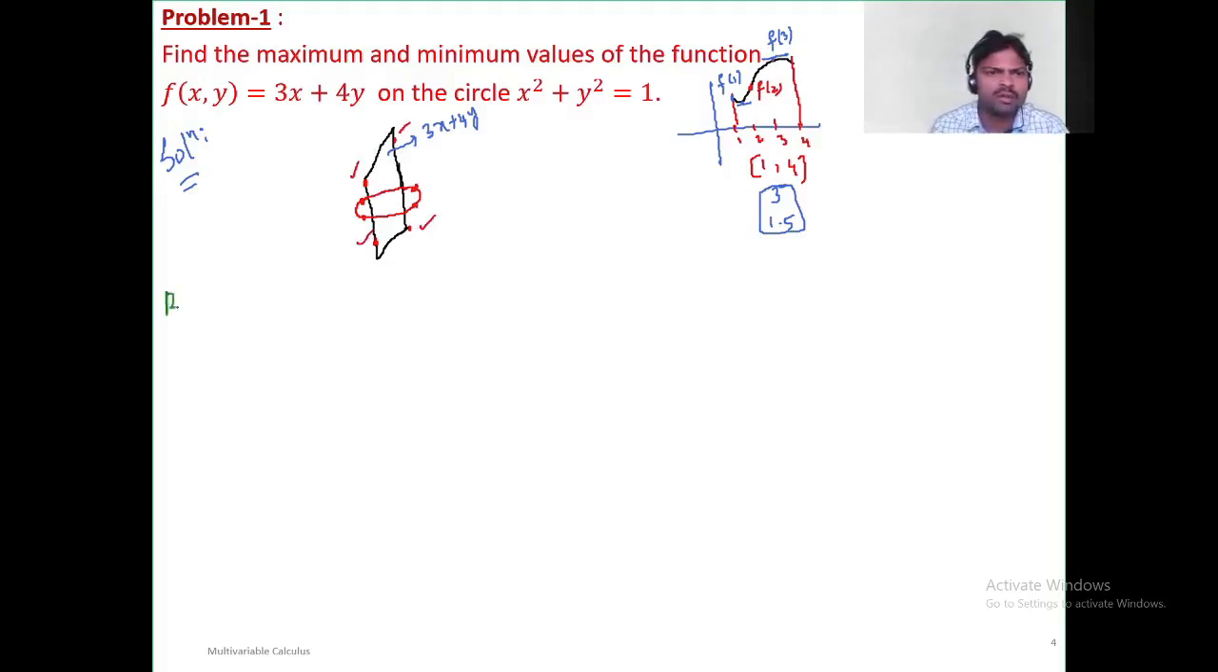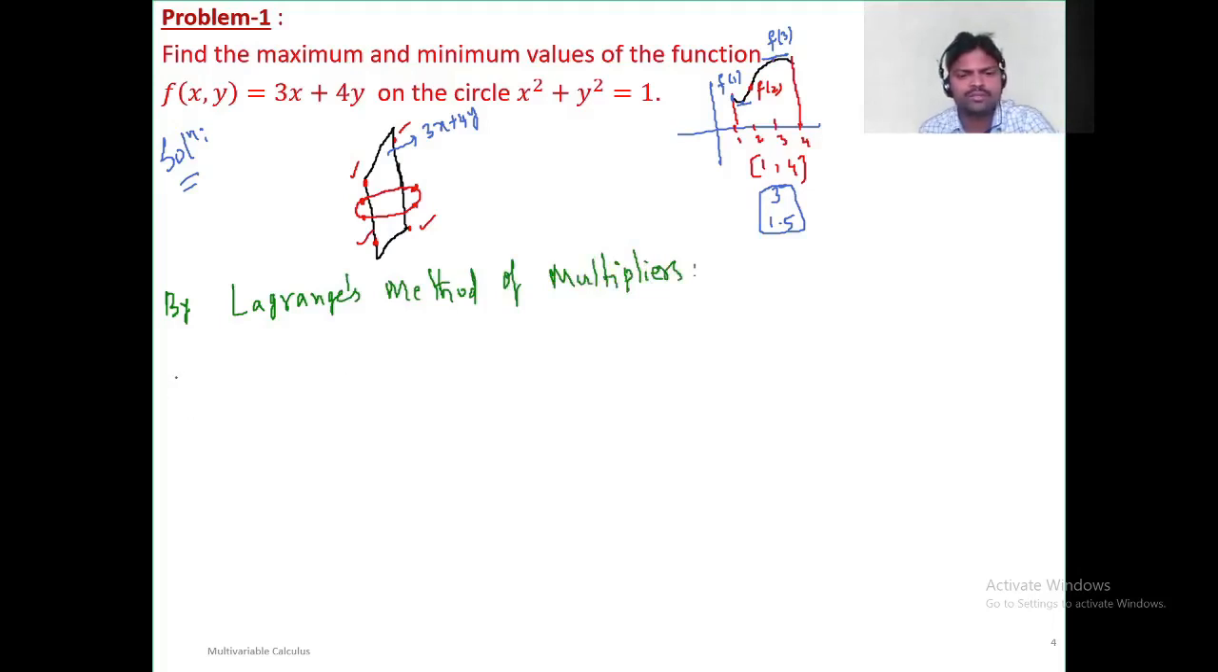So, by Lagrange's method of multipliers, what is the first point in this? The first point is we need to construct the auxiliary equation, right? Before entering into the auxiliary equation, I want f of x comma y. Here it is a two variable function, f of x comma y, x1 comma x2 kind of, okay? F of x comma y is 3x plus 4y.